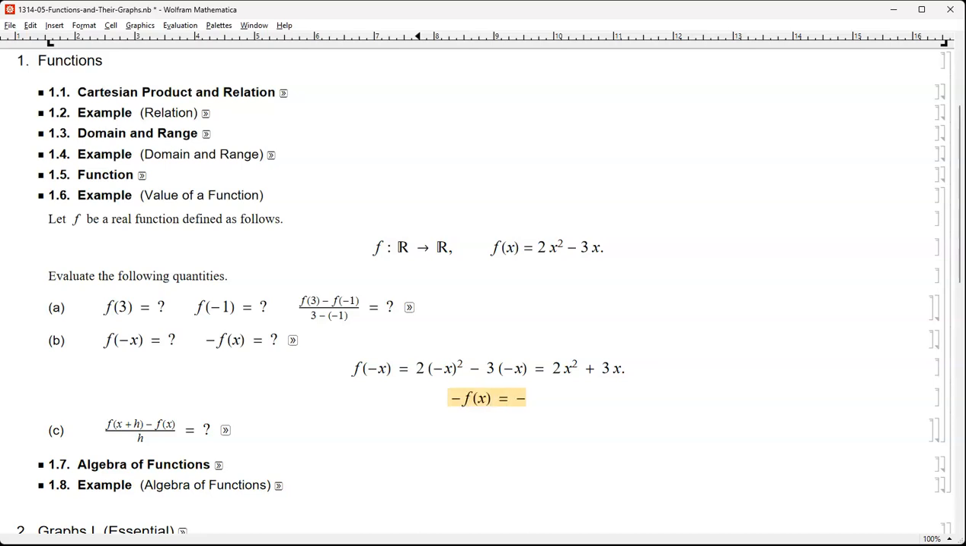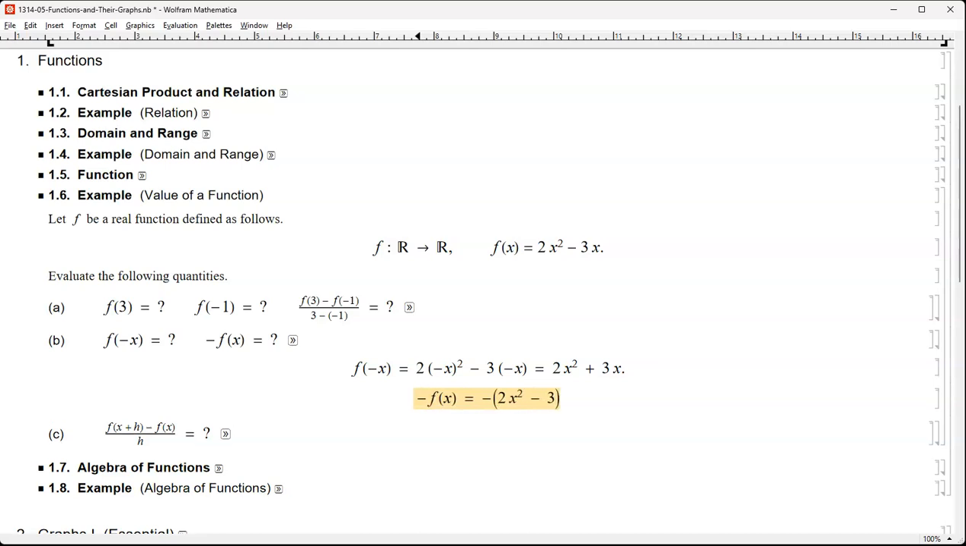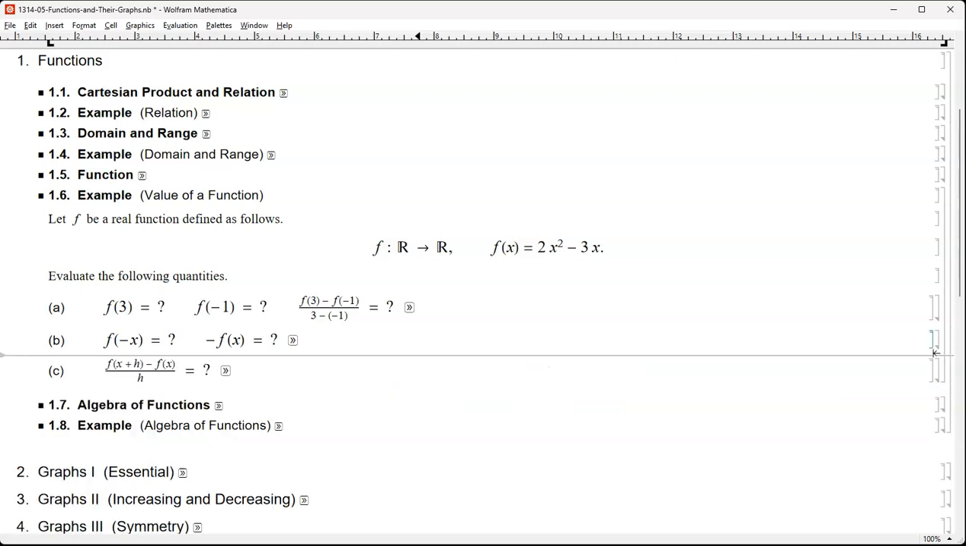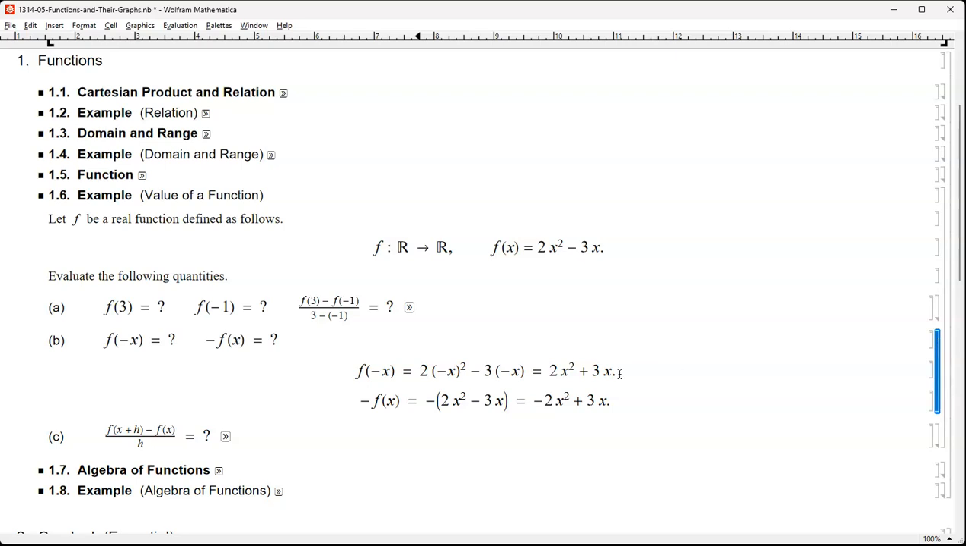That's negative of, what is f of x? 2x squared minus 3x. So distributing this negative sign, we have negative 2x plus 3x. They're not the same. I can always pull negative outside. What did I do in my answer key? Yeah, the same thing. They're different.